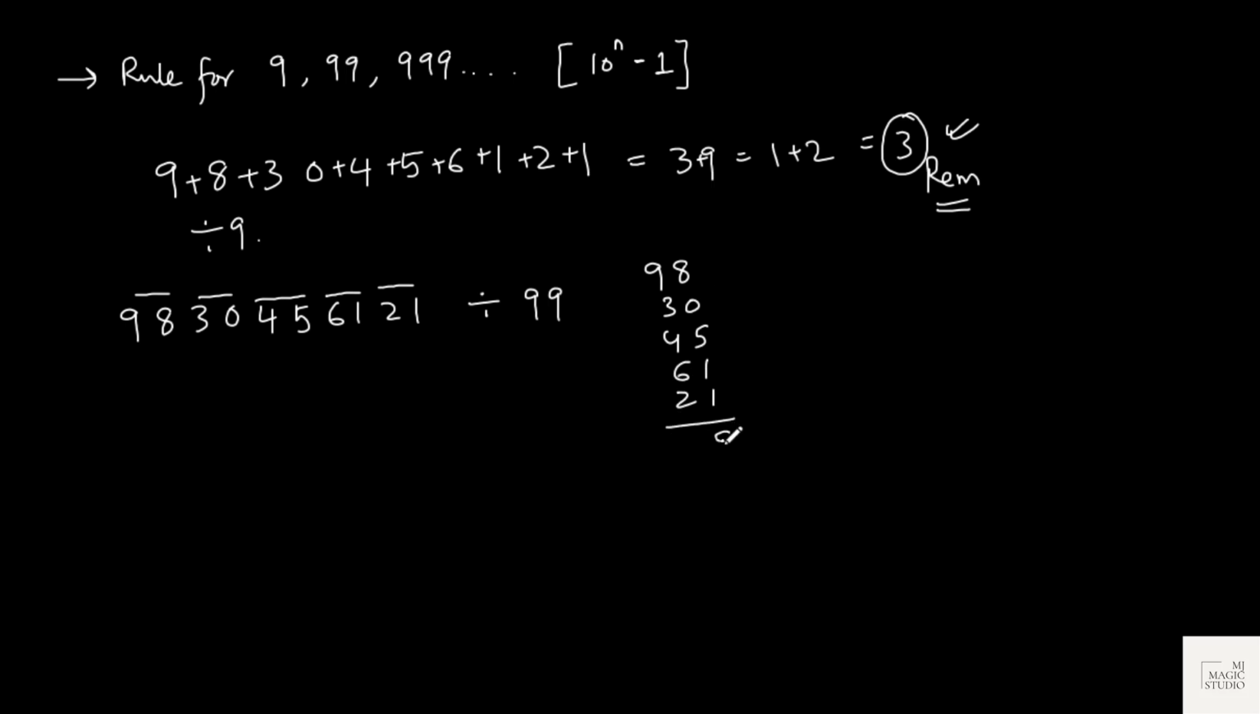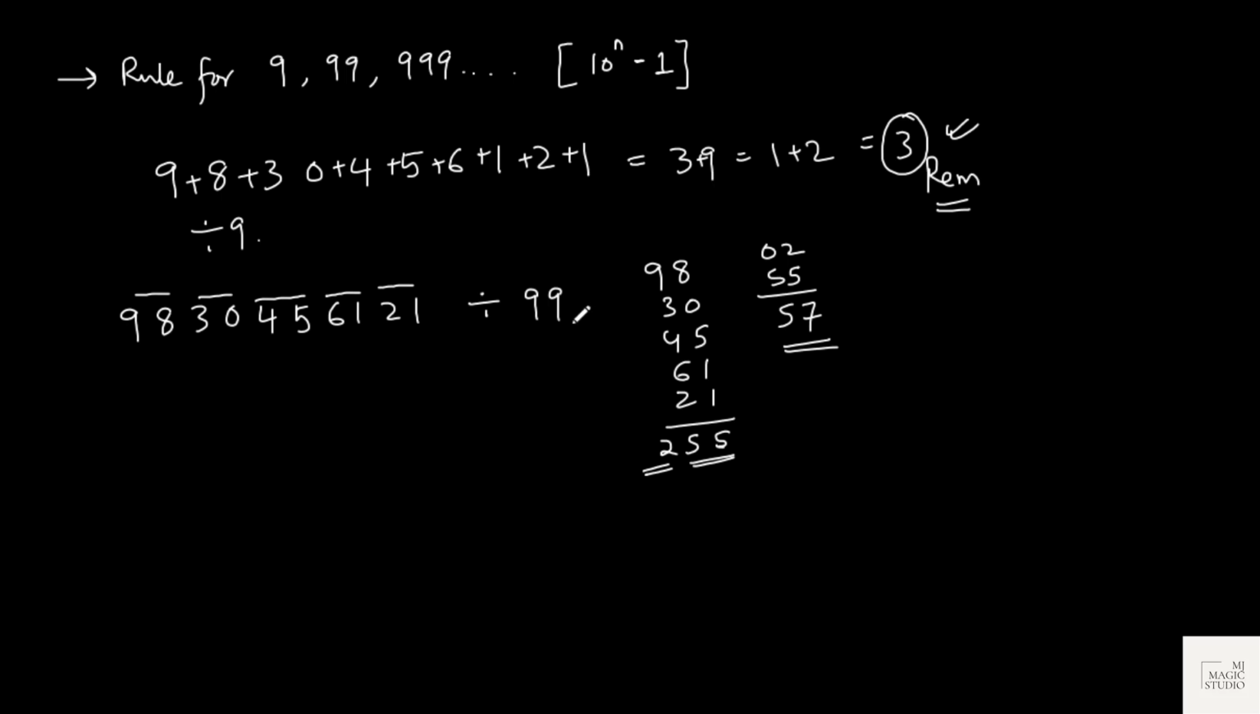9830456121. 8, 9, 15, 1, 6, 7, 9, 10, 13, 16, 25. So how much are we getting? 255. Again we'll repeat the same process: 2 digits and 2 digits. So it will be 0, 2 and 5, 5. We are landing up at 57.